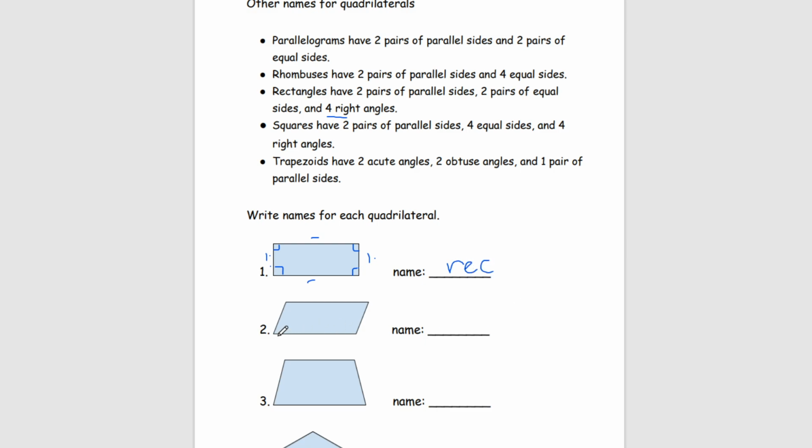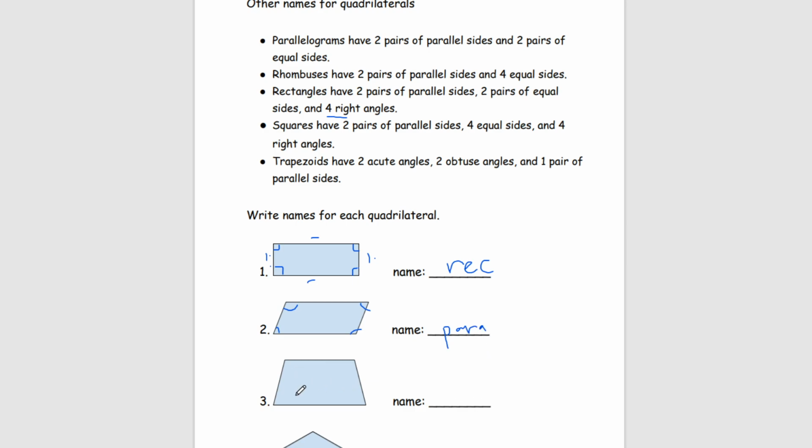Number two, here we have two parallel sides, and we see that there are two equal sides, just like the rectangle. However, we don't see any right angles because it's not completely straight. So this tells us that it's a parallelogram. So I'll write par for short, or para.